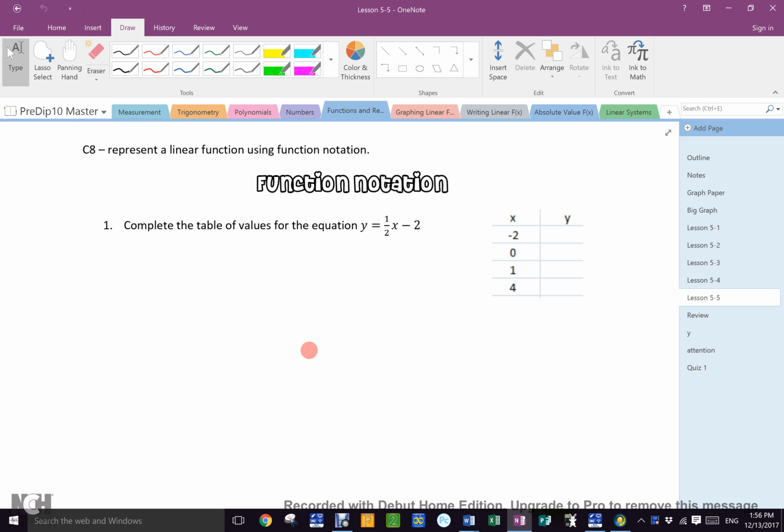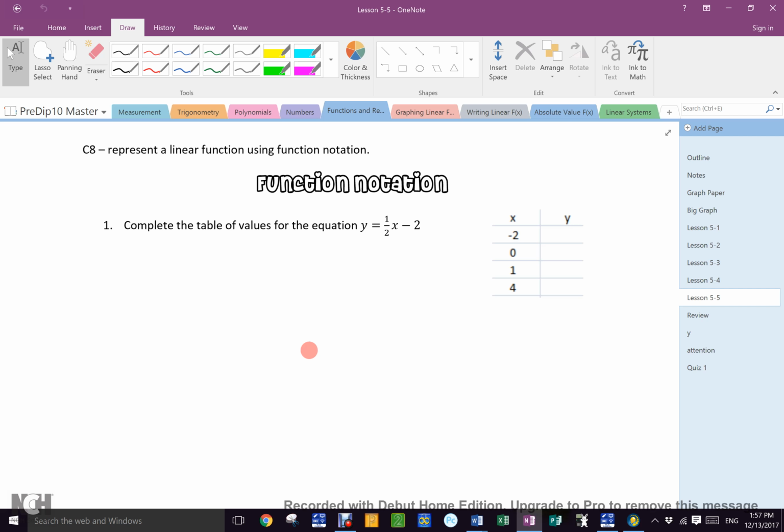How do you complete this table of values? Why are you substituting x? Why do you substitute x? Because x is the what? Variable? The domain. No, the independent variable, which is our input. You don't know what y is until you input x. Right? Great. So fill that in.